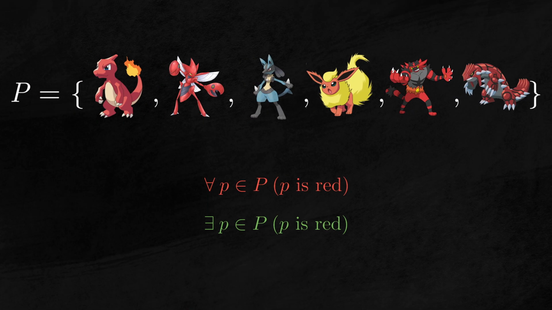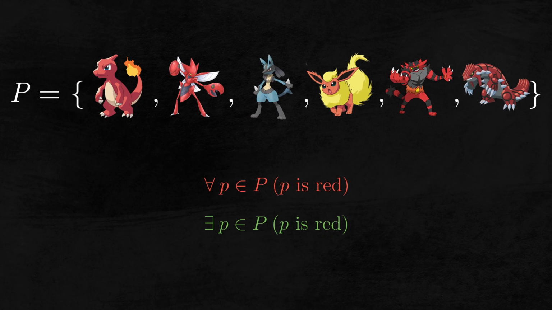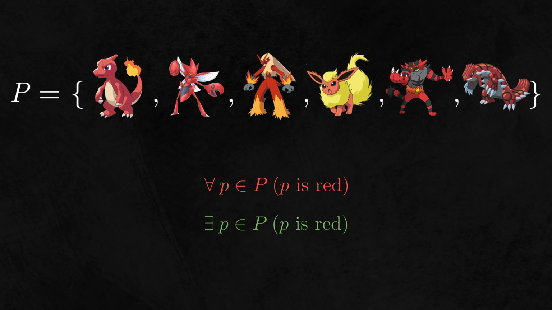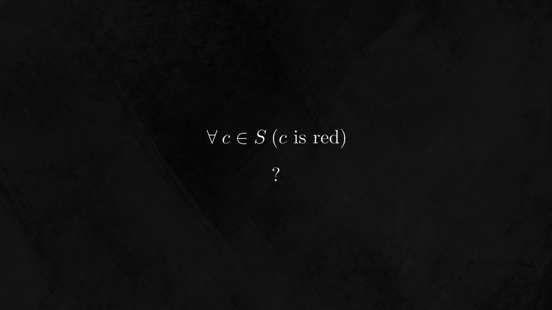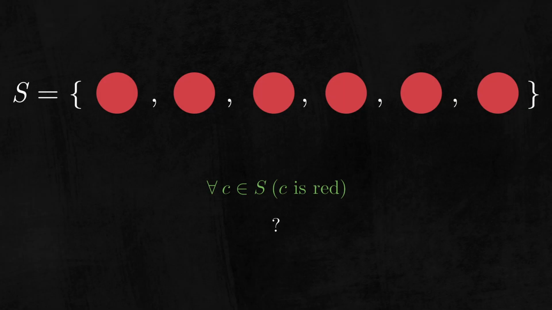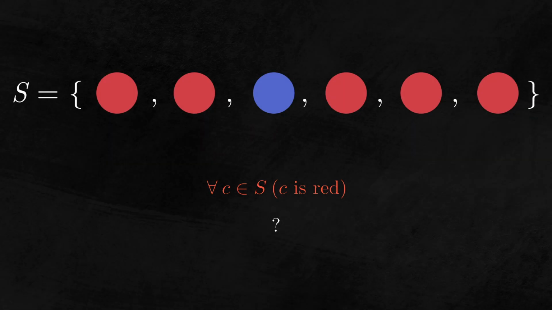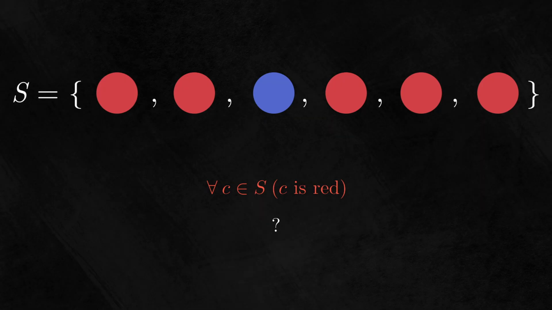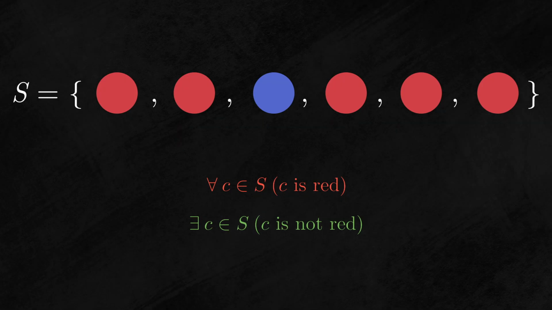A universal statement and its existential counterpart are not always opposites. Here, both statements are true. So how do we find the opposite or the negation of a universal statement? A universal statement is false when there is at least one counterexample. This is actually an existential statement, where the claim is the opposite.